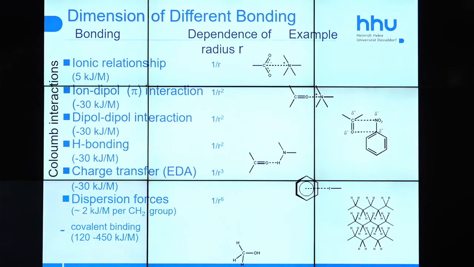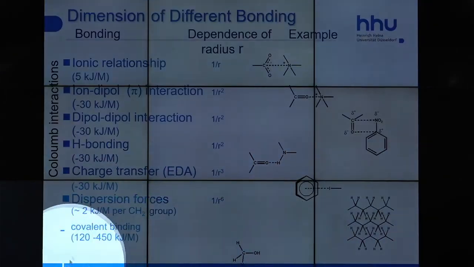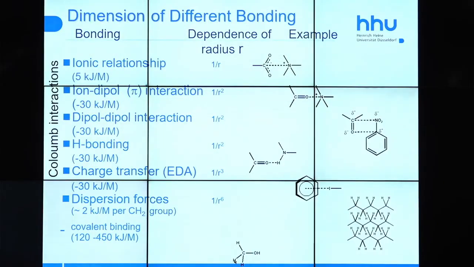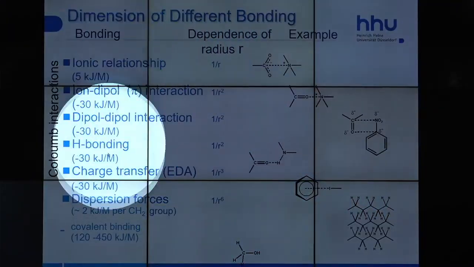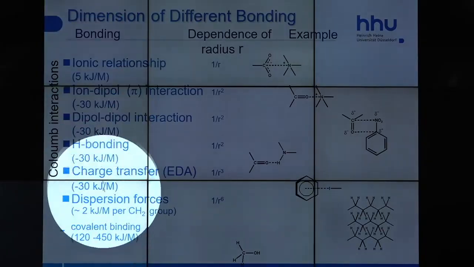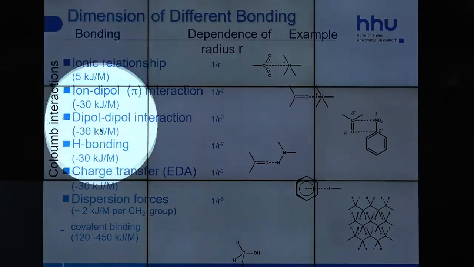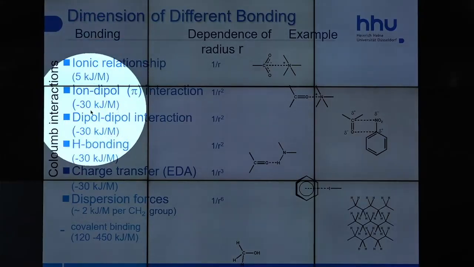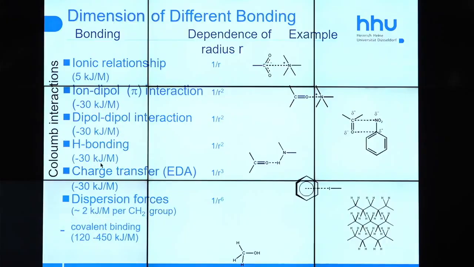And then we have here some covalent binding just for interaction. And here also, I must stress that the distance is quite important in which way these compounds are really interacting. And I added here also the energy for the compounds with 120 to 450 kilojoule per mole, depending on the covalent binding properties. And for comparison also the other energy aspects here for ionic relationship, dipole reactions, or charge transfer, and so on.